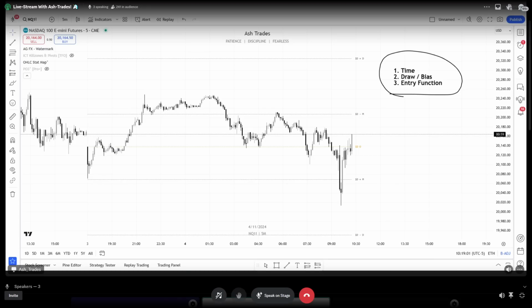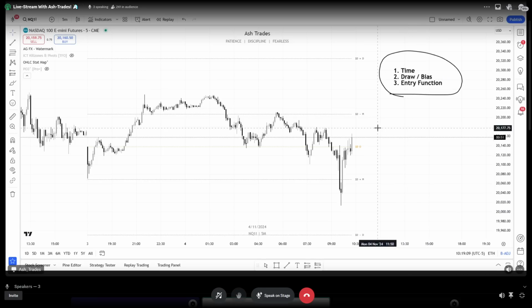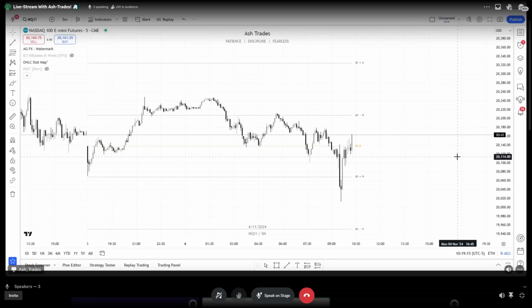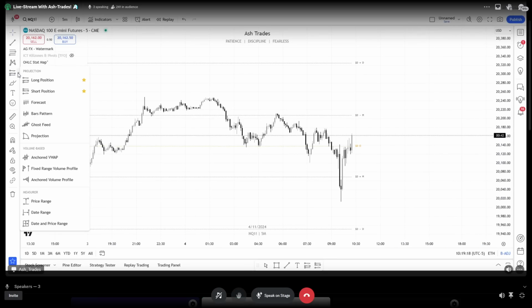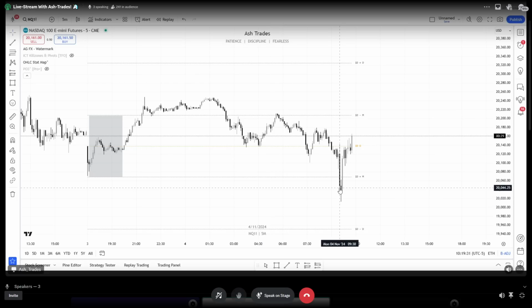Ash, can you go through today's PA regarding your model? Right. So again, time, draw on liquidity, entry function. You're looking at the same thing that we had just ran through, a week of price action. So identifying the range, step one. Step two, here's 9:30, so I could start looking after 9:30. What is price doing to the range? Manipulating, because we see the change in the state of delivery.